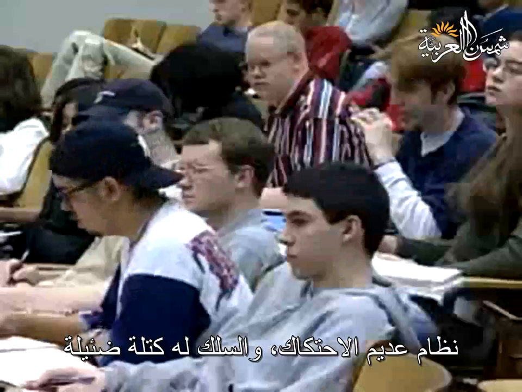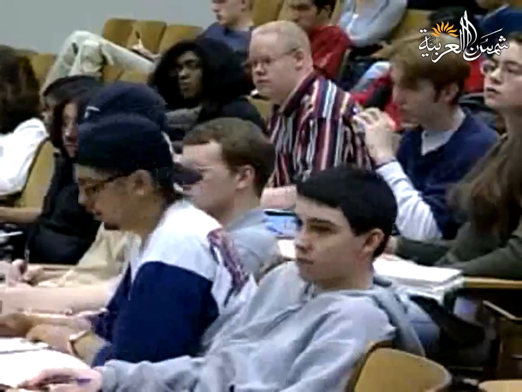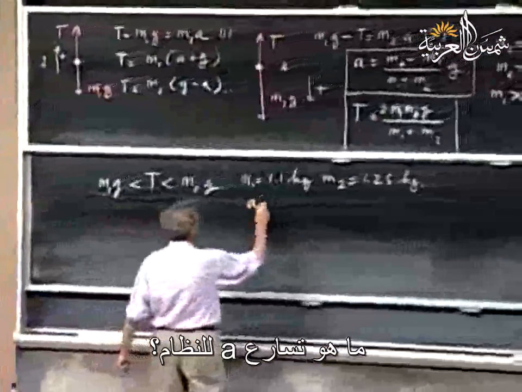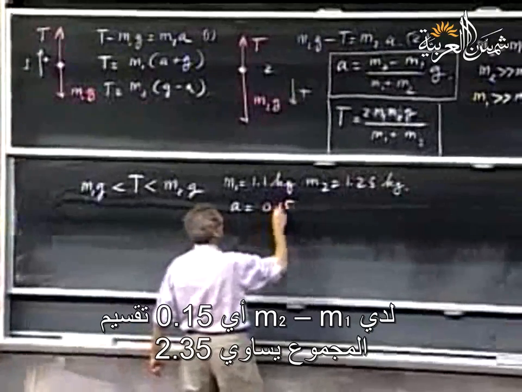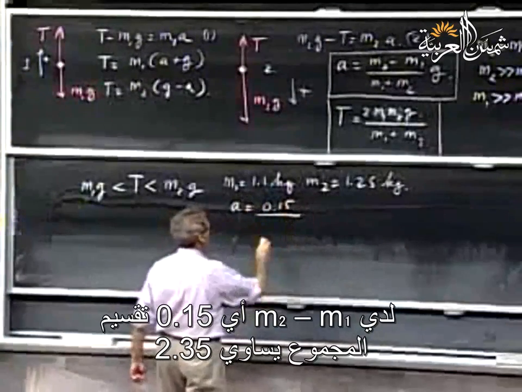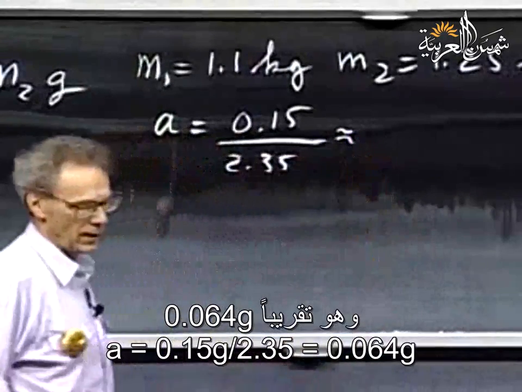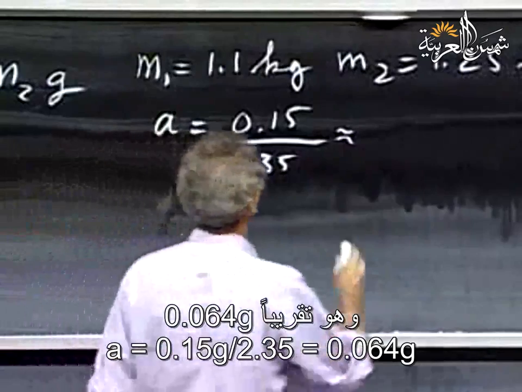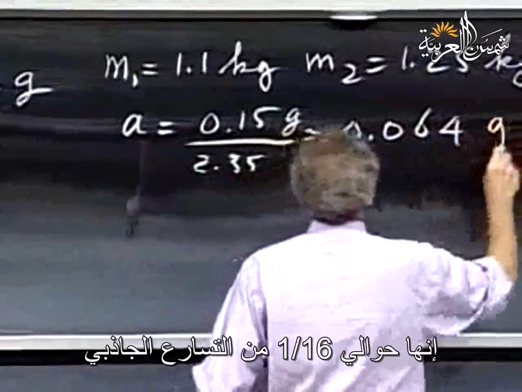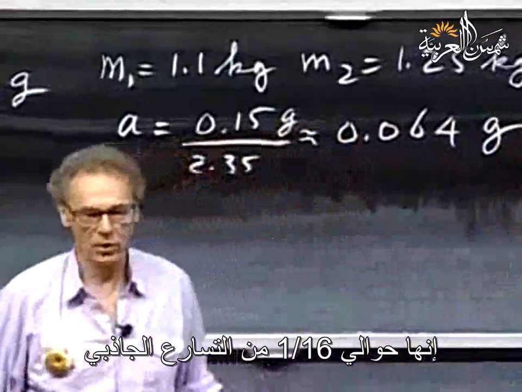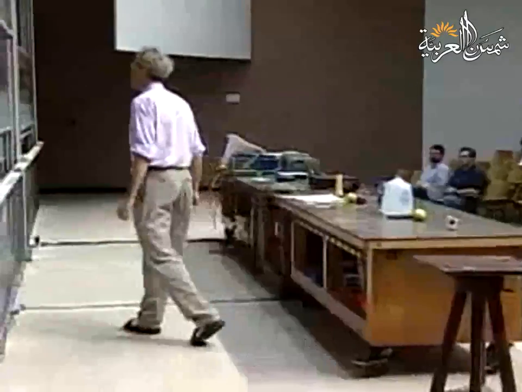Frictionless system, and the string has negligible mass. What is the acceleration, a, of the system? I get m2 minus m1, that is 0.15, divided by the sum, which is 2.35, and that is approximately 0.064 g. It's about 1/16 of the gravitational acceleration. So it's a very modest acceleration.